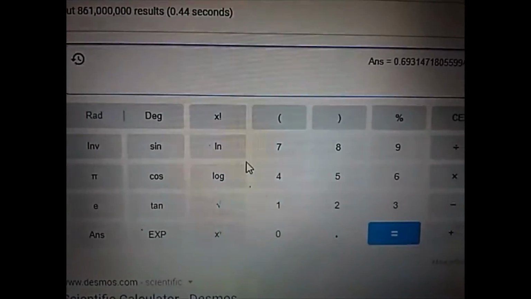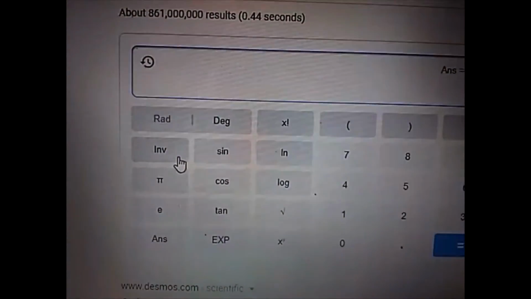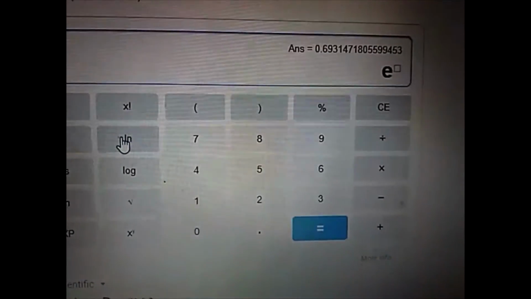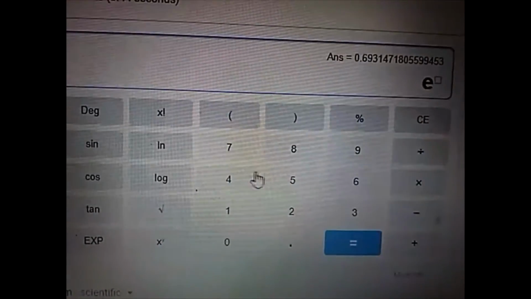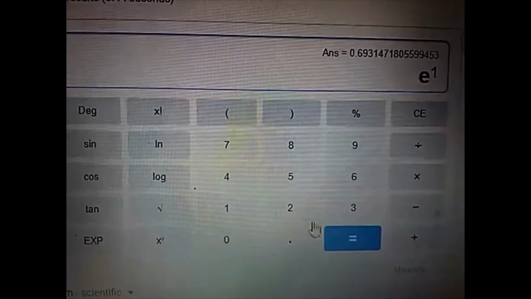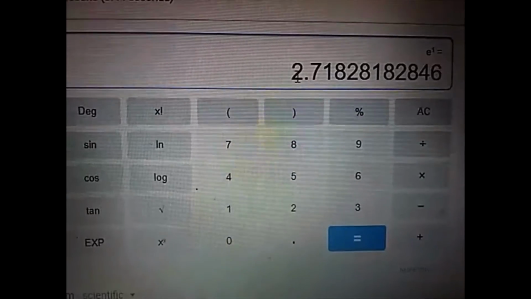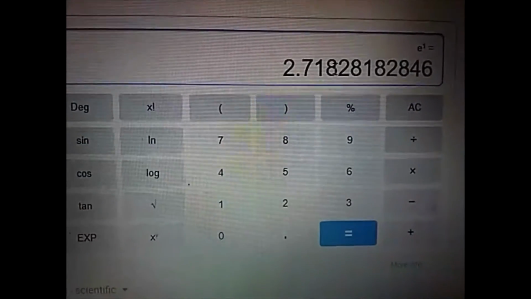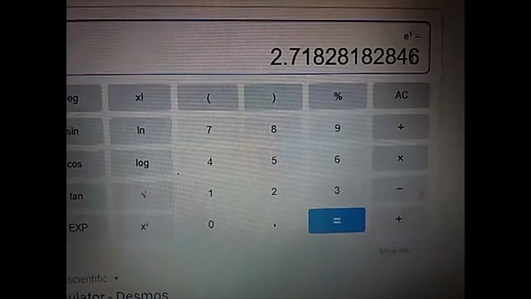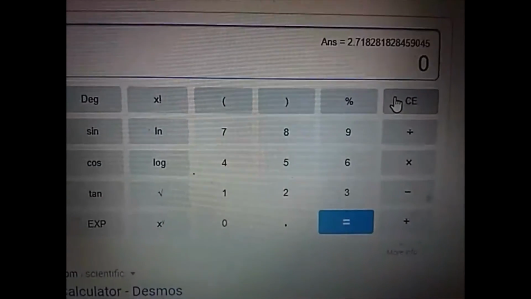Now, how do we make the answer equal to 1? Here is how we find out. The inverse of ln is e, which is the magical number for nature, and we're going to find out what it is. E is equal to 2.71828182846. Interesting.